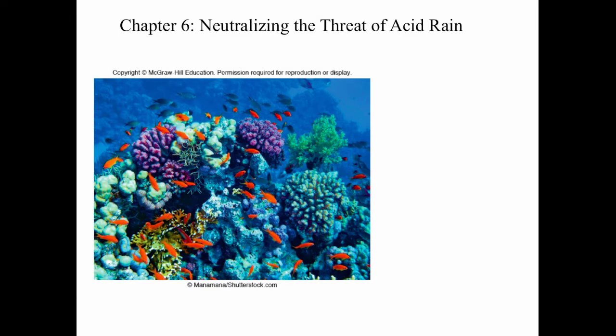Now we've spent some time learning about acids and bases and practicing doing pH calculations and neutralizations. We're going to look at acids and bases and their effects on the environment. In particular, we're going to look at acids and the role that they play in our environment. So we have a few questions to answer.